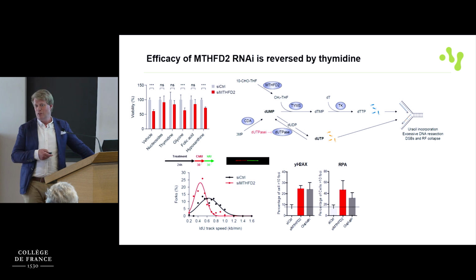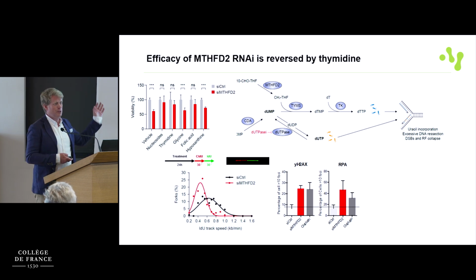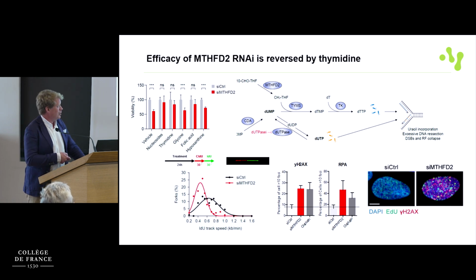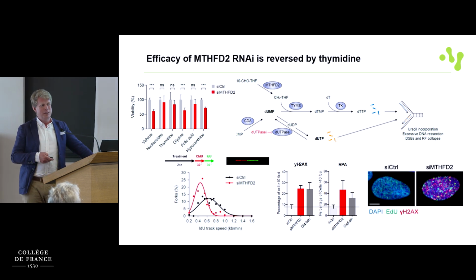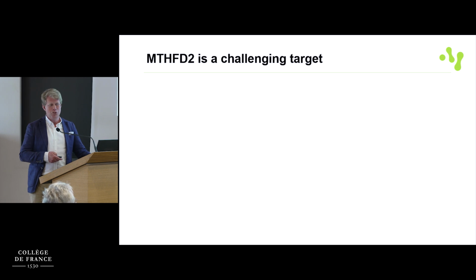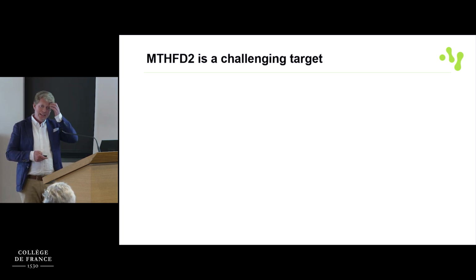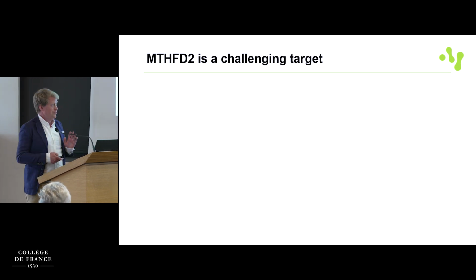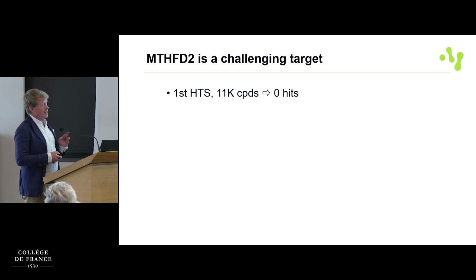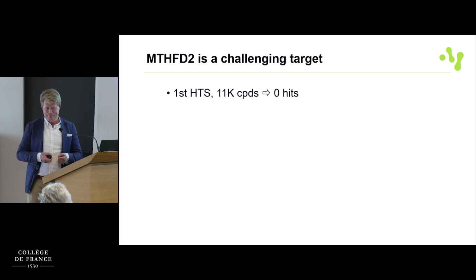So this sounds great. This is what we are working on. This is a perfect target. This is what we want to do. And we can see even the DNA damage is localizing to the sites of DNA replication. So this is perfect. So let's make inhibitors. And we purified the enzyme, which was very, very difficult. And then we set up a very expensive assay. And then we screened through 11,000 compounds and got no hits.